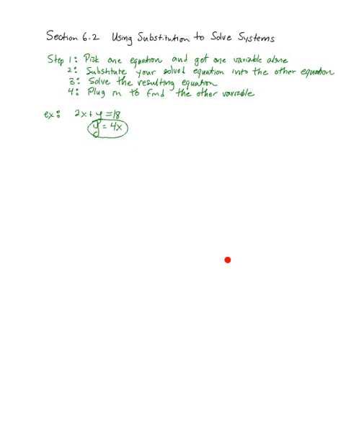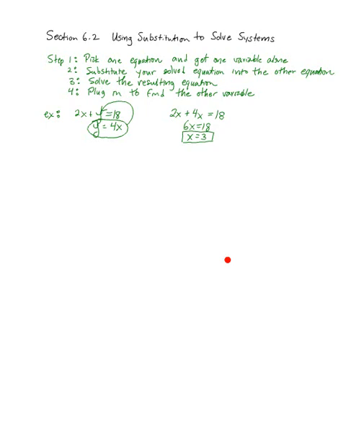Step 2, substitute your solved equation into the other equation. So what I'm going to do is take this 4x right here and plug it in right there. I'm not going to write the letter y anymore. I'm going to write 4x. So that gives me 2x plus 4x equals 18. So notice what I have now. I have an equation that only has one letter. And we know how to solve equations that only have one letter. Combine my like terms. 6x is 18. X is 3. So there's step 2. And step 3, solve the resulting equation.